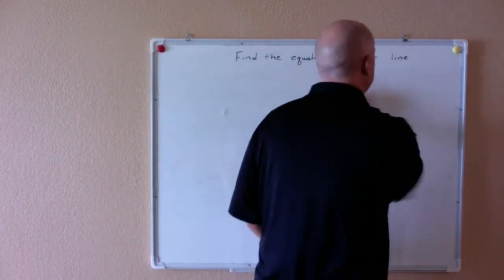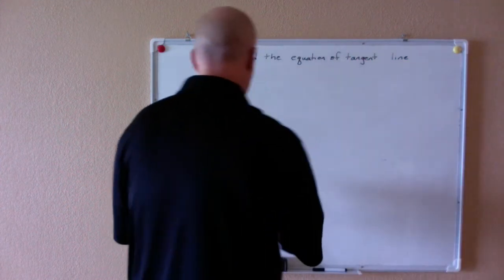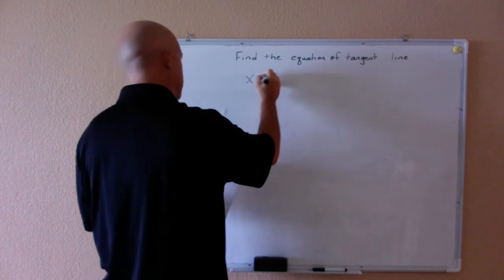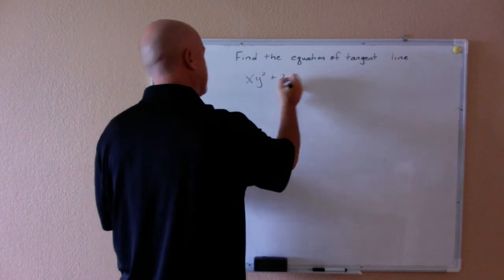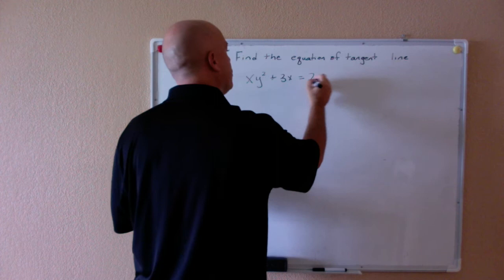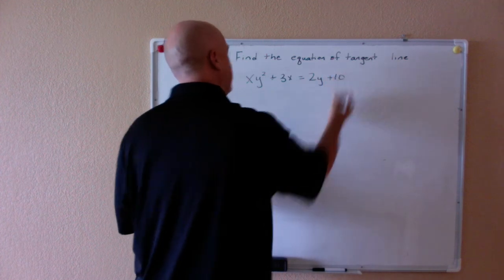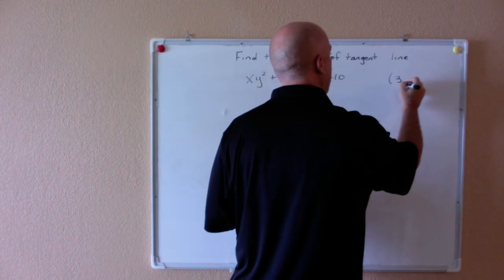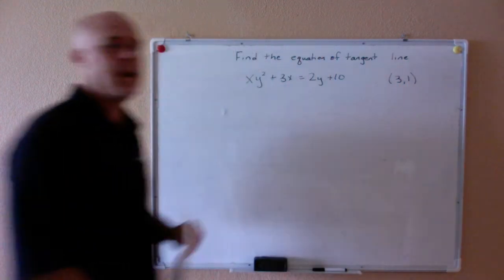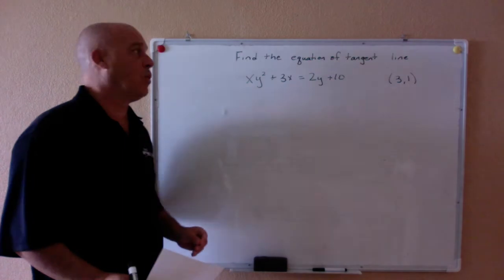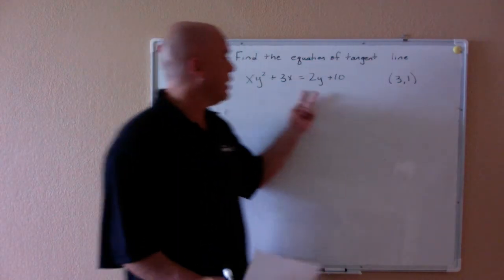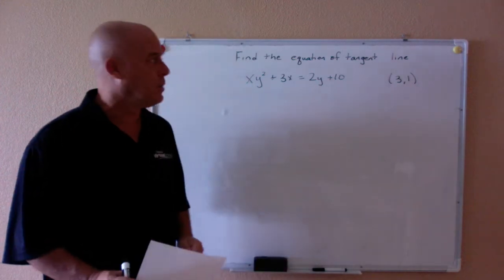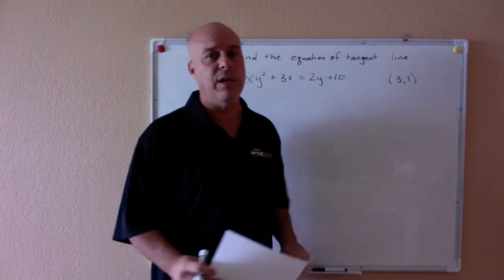Let's go through and say that we had the function xy squared plus 3x equals 2y plus 10. And we want to find what the equation of the tangent line is at the ordered pair 3, 1. Now, I believe if you go through and you plug 3, 1 into here, you'll get a statement that's true. So this point is on this line. So we've already been given the point that we need to work with.